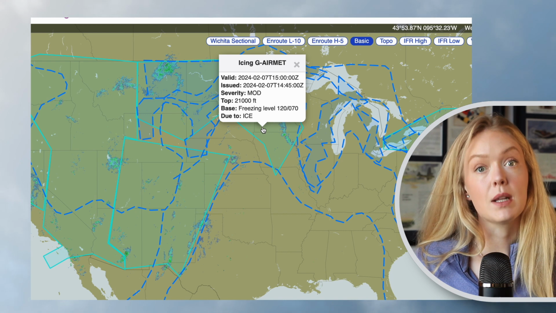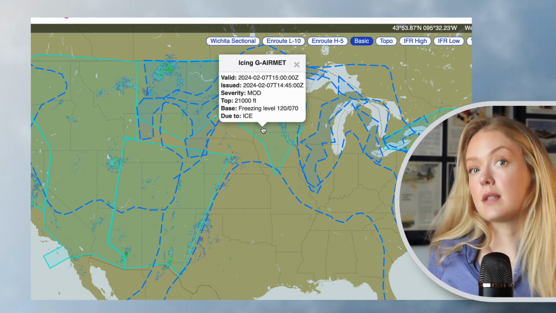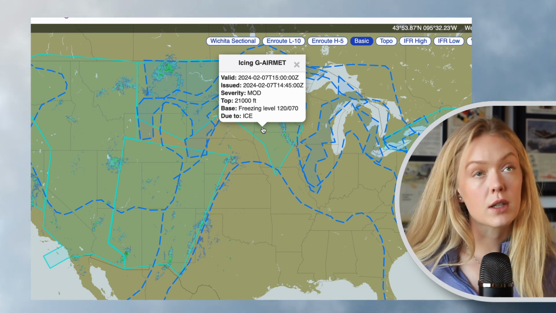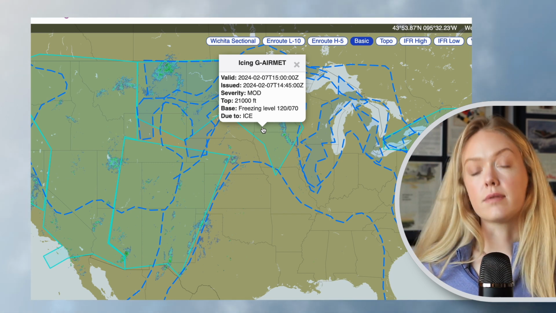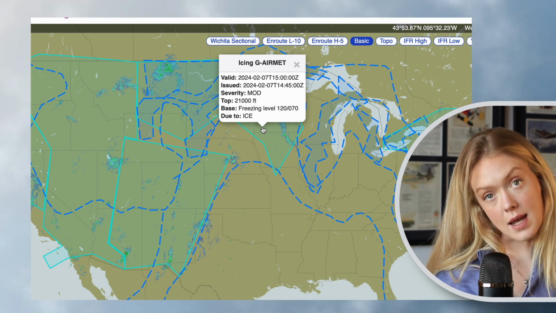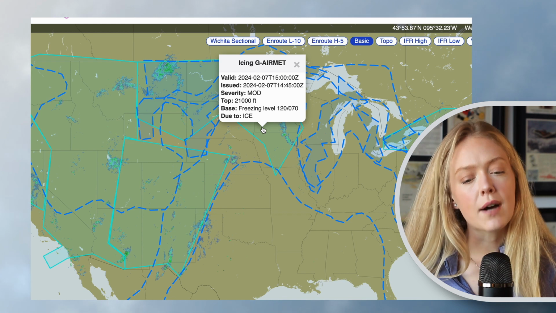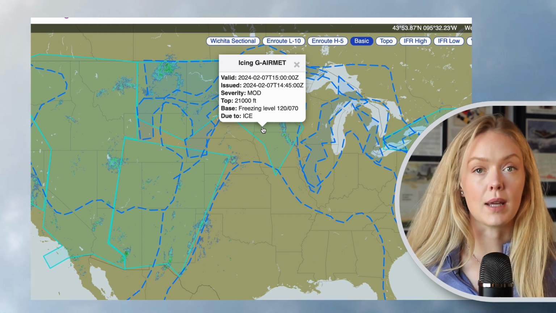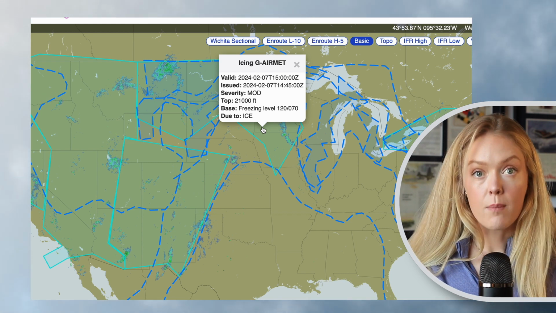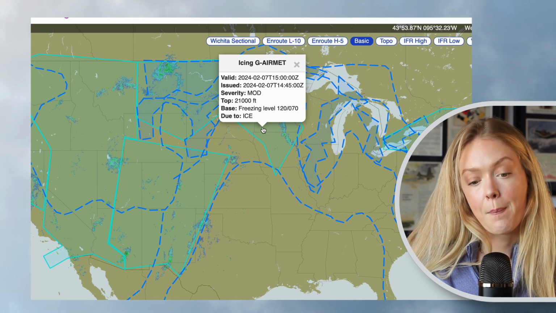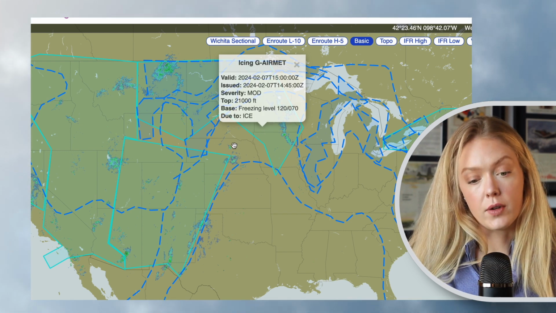However, remember, we got to be looking at ceilings. We got to be looking at tops. We need to determine, are we instrument current and proficient? Can I fly an approach? Do I feel safe in these conditions? And just how far below the freezing level can I be while maintaining minimum safe altitudes? So that's what you'd have to look at right now if you were up in that area.